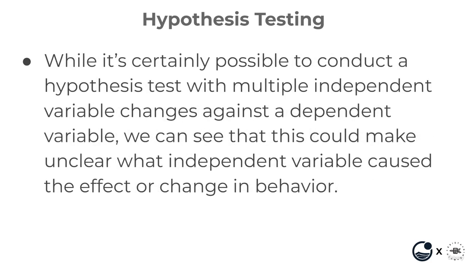While it's certainly possible to conduct a hypothesis test with multiple independent variable changes against a dependent variable, we can see that this could make it unclear what independent variable is actually causing the effect or change in behavior. And statistically speaking, while there are techniques to conduct changes across multiple independent variables, the cost, so to speak, is you usually have to gather a lot more data. We've previously mentioned that companies with a lot of users, like Facebook or Google, typically have enough users that testing multiple independent variable changes is actually not a big deal for them, because they can easily test small percentages of their users, but still have really large data sets, like 1 million users out of 2 billion customers.